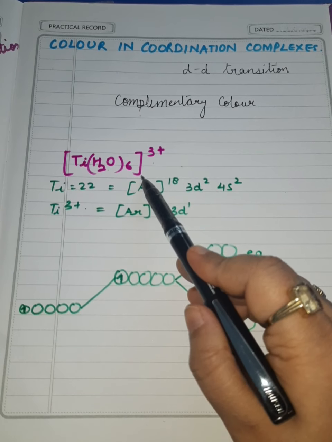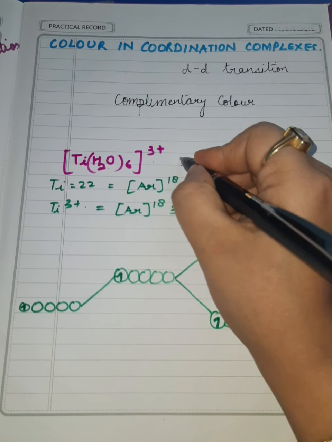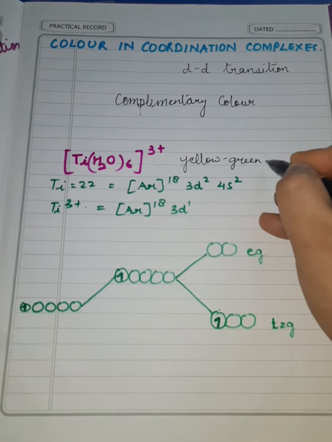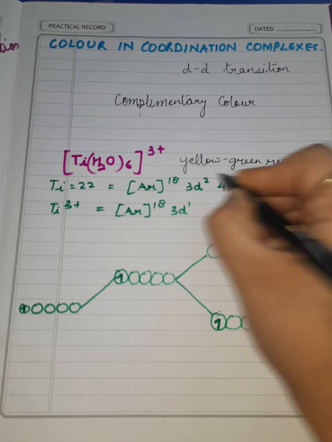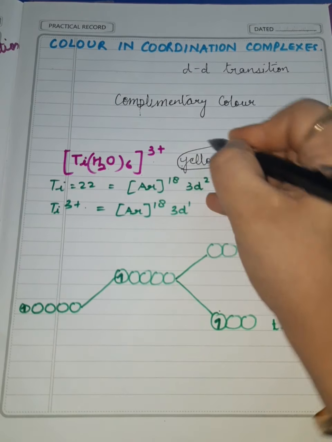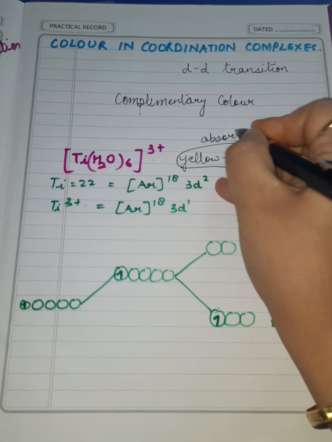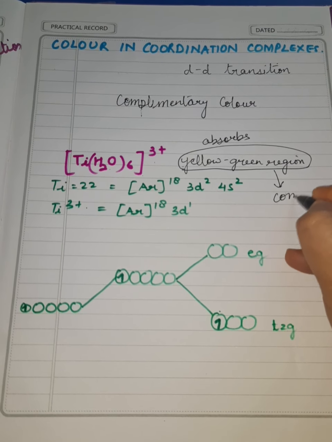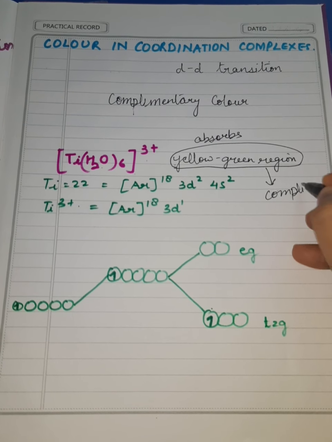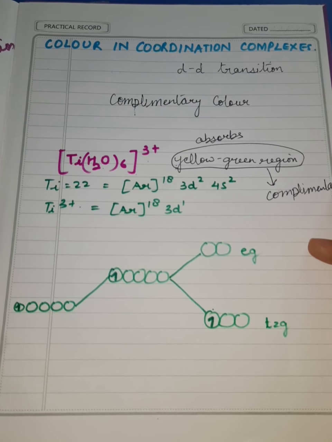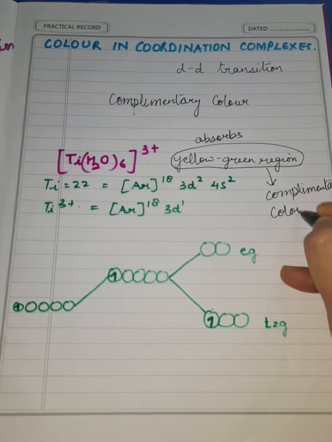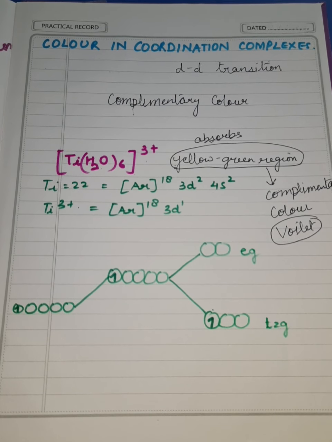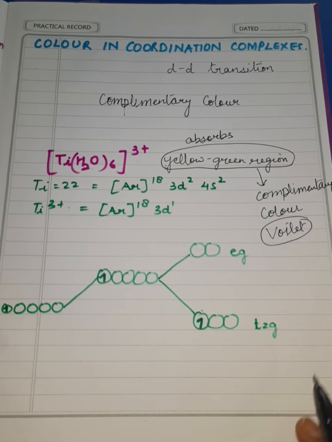Alright. Now I will take the example of this coordination compound, its ion. Now this compound absorbs the light in the yellow-green region. Remember, it absorbs. And then it shows the complementary color, and that complementary color is violet for this complex. Remember, violet. Now let us understand how this thing happens.